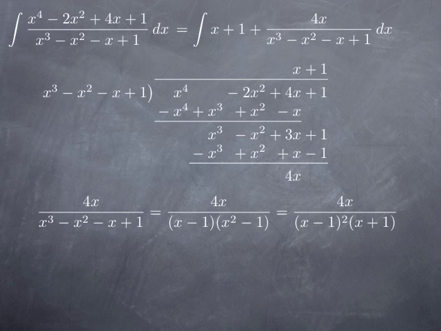So here we have one factor that is a linear factor that is not repeated and another one that is repeated twice.